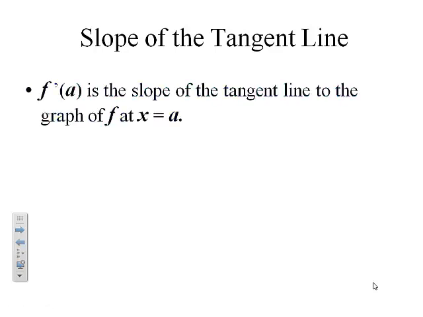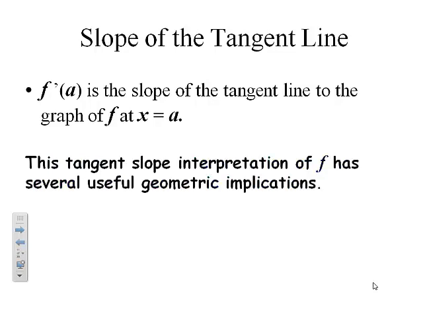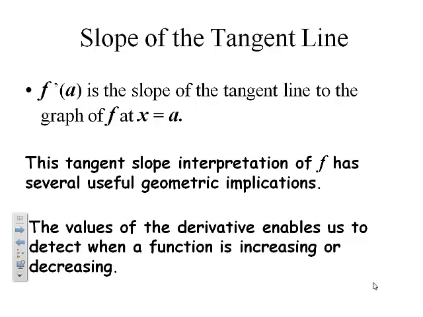Since we're talking about slopes, the slope of the tangent line, f prime of a, remember, is the derivative at a. The derivative is the slope of the tangent line. We've been talking about that all semester long, so hopefully you have that ingrained in your head right now. This tangent slope interpretation has lots of useful geometric implications that we're going to get into in this section. And the values of the derivatives enable us to detect when a function is either increasing or decreasing. We're going to be talking about what the values of a derivative tell us, how we can figure out when a function is increasing, and how we can figure out when a function is decreasing.